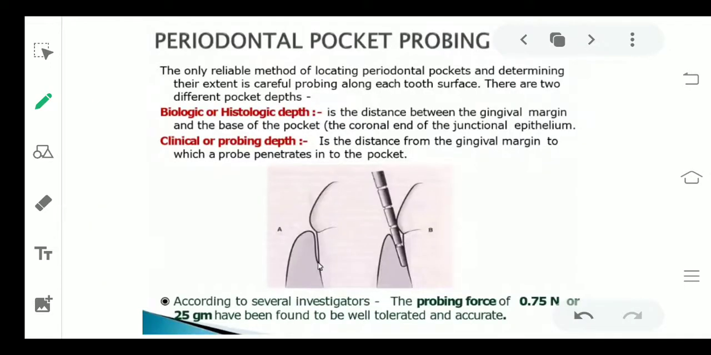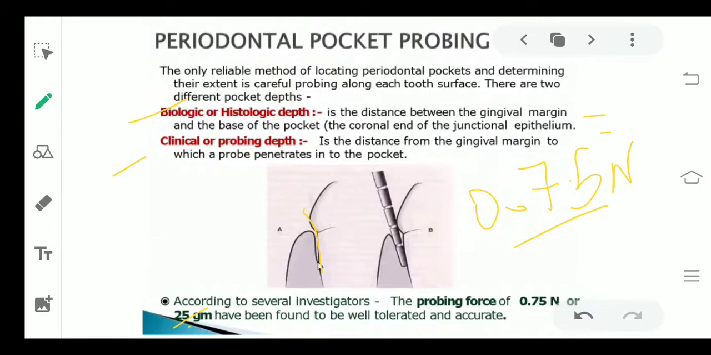Periodontal pocket probing, very important. When you probe, you have two different types of depth to be seen in probing. One is your biological depth, which is actually the distance between the gingival margin and the base of the pocket epithelium. So generally this is the natural or biological probing depth. But what will happen in the clinics when we try to do probing, the force we are supposed to apply on the probe is about 0.75 Newton, which is around 25 grams.